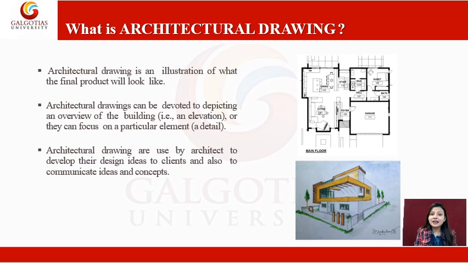In other words, they are a set of sketches, diagrams, and plans used to design, construct, and document buildings. It is a schematic representation of a building. So, architectural drawing is an illustration of what the final product will look like. Plan, elevation, sections. Architectural drawing can be devoted to depicting an overview of the building, that is elevation, or it can focus on a particular element, that is a detail of anything.